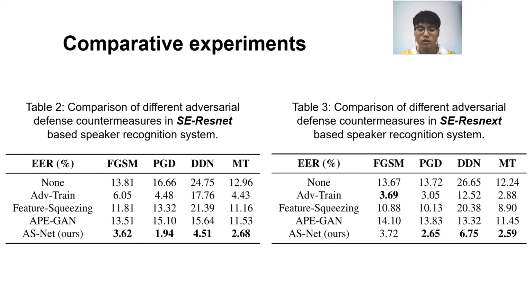Moreover, when recognizing FGSM, PGD, and MT, ASNet has 30% relative error reduction compared to ADV-train. However, when recognizing DDN, the relative error reduces by 63%. The reason is that the robustness of ADV-train is greatly dependent on the transferability of the adversarial examples in the training set. This causes ADV-train's performance to be unstable when dealing with different types of adversarial examples.